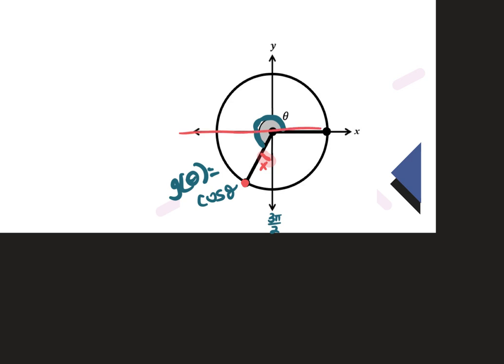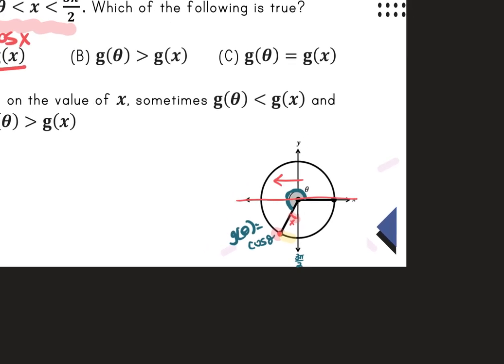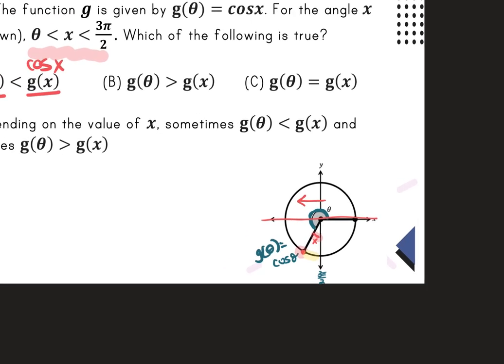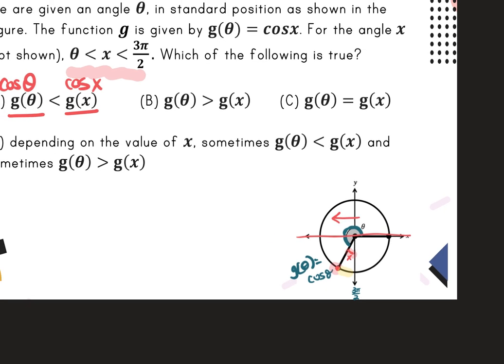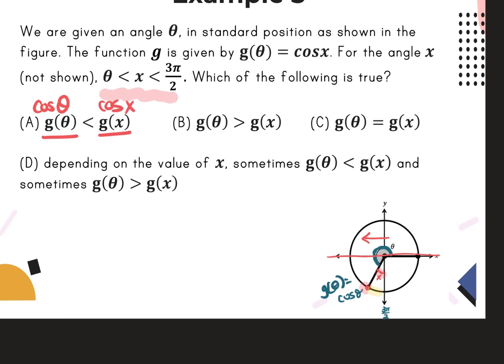Because think about it, this is your x. The further you move that way, the smaller your x's get. So when you're comparing that cosine to all these values in here, the x value at theta is going to be smaller than the x coordinate of angle x. So we're saying g of theta would be less than g of x. I didn't even mean to write on that one, but that is the right one.